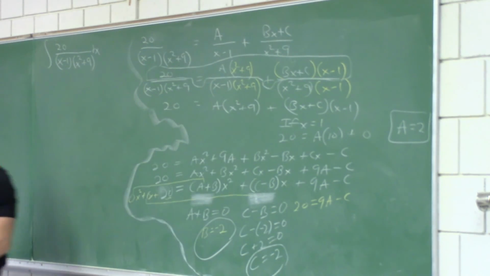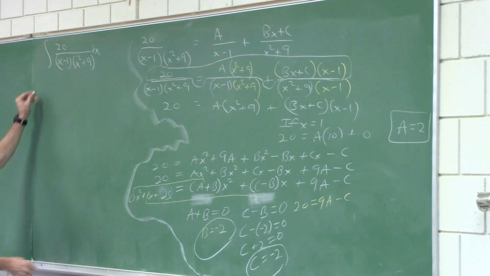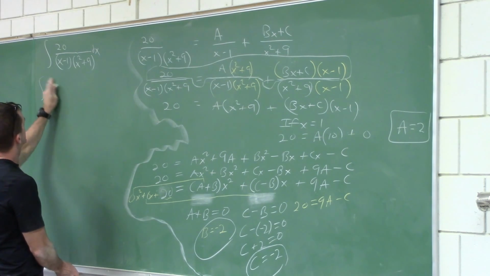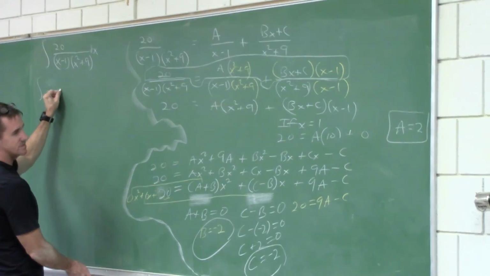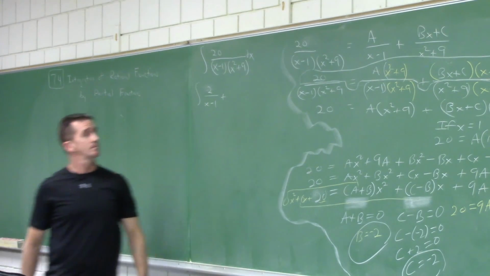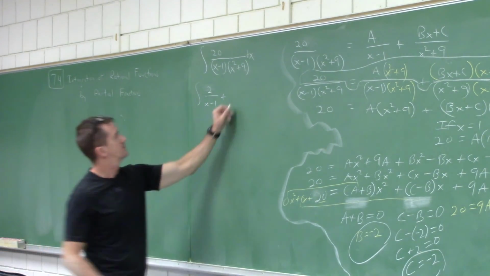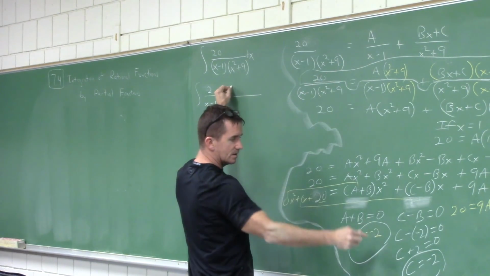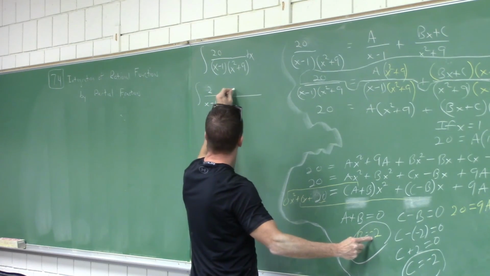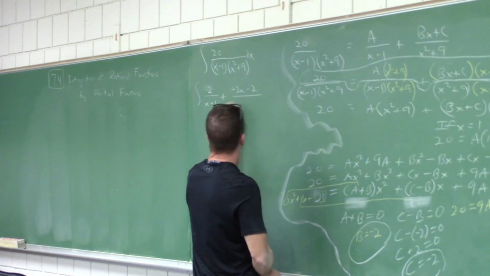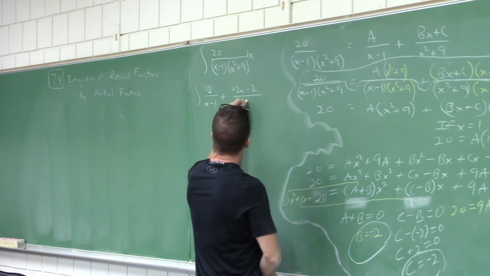I do all the writing, but I know some of you might do two steps at once. So I come back. How do I write this thing? A over x minus 1. What's the A? 2 over x minus 1, plus negative 2x plus or minus 2. B was negative 2, and then C was negative 2. And what's down here? x squared plus 9.